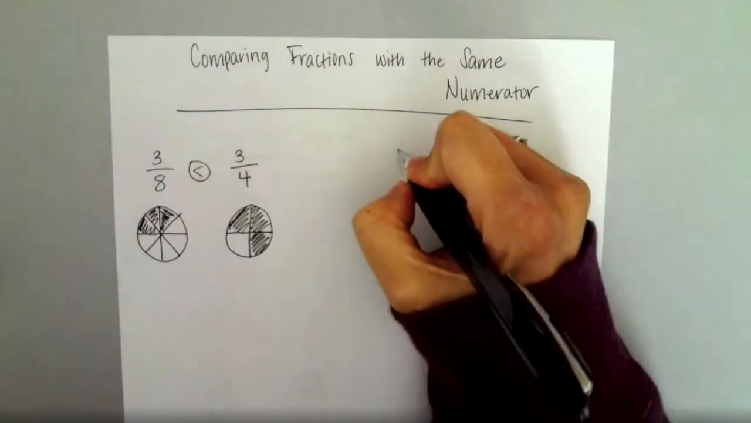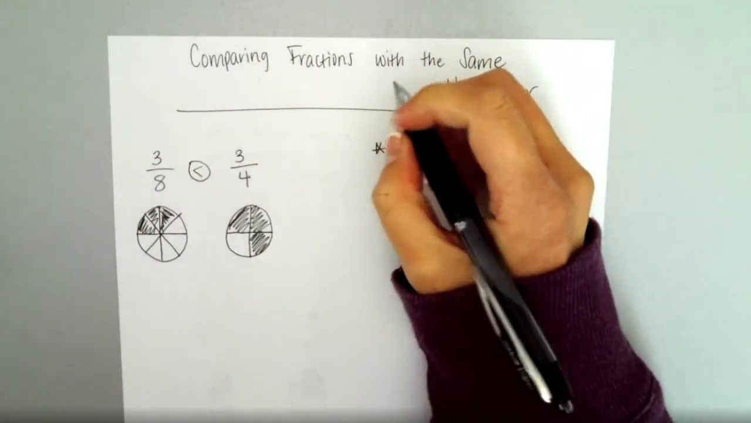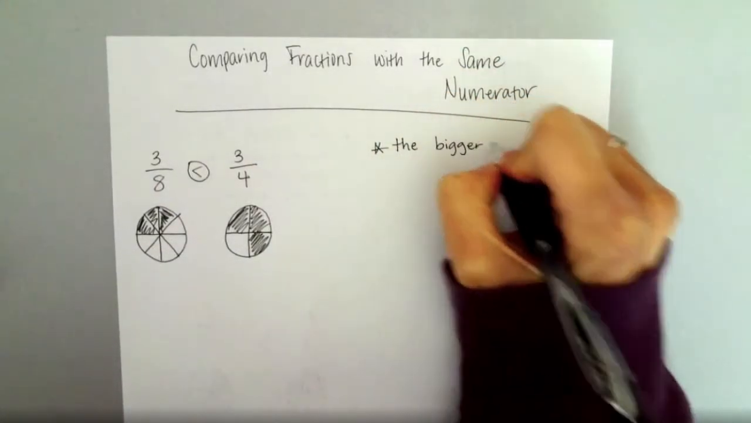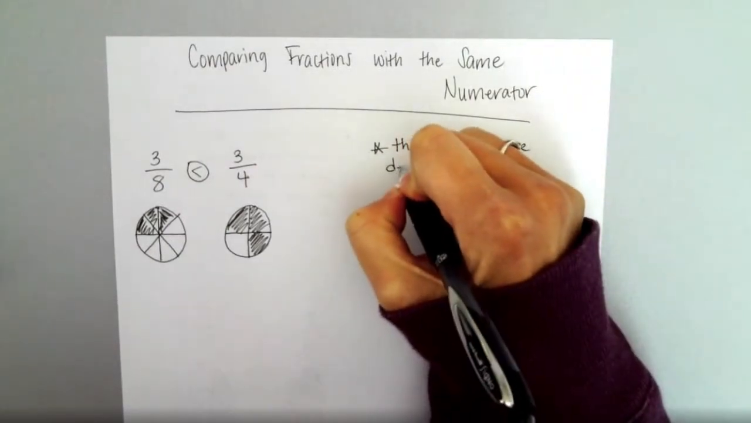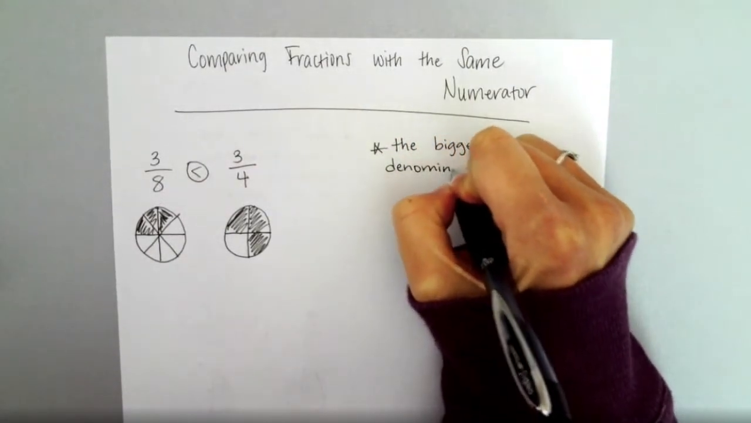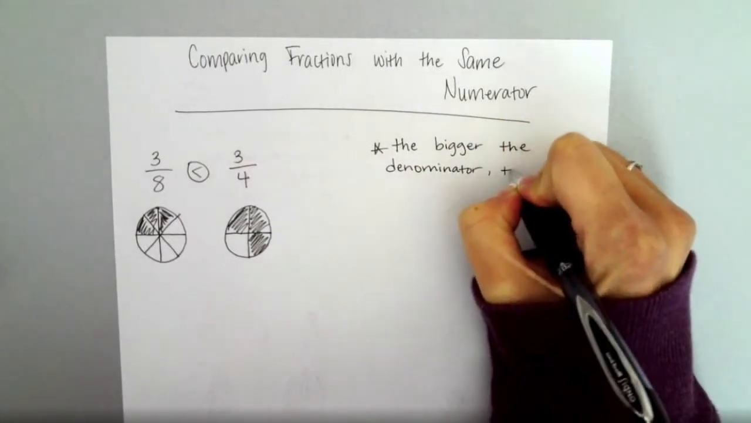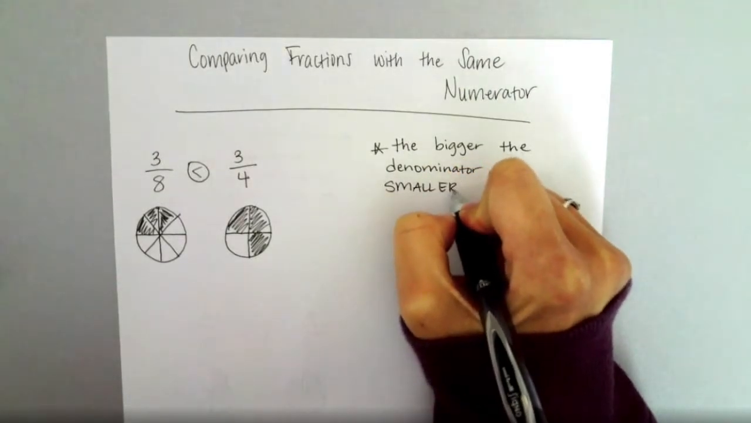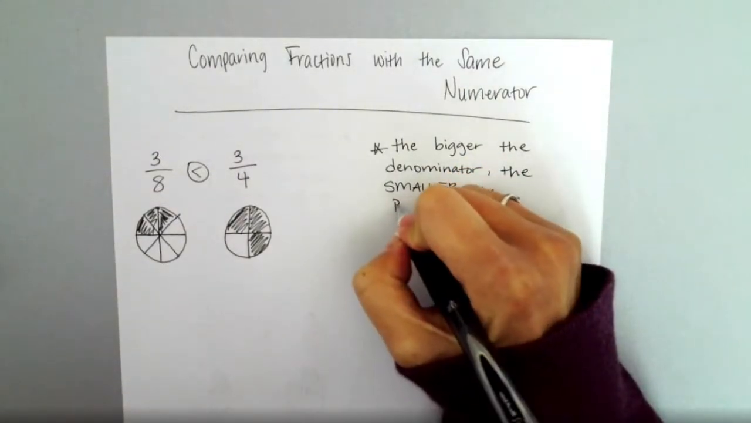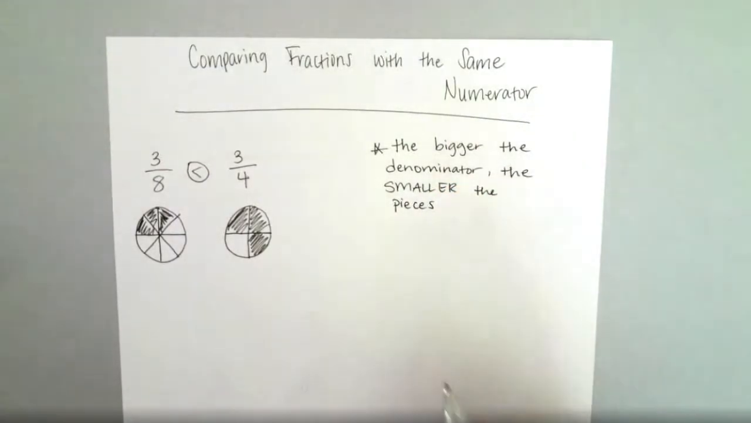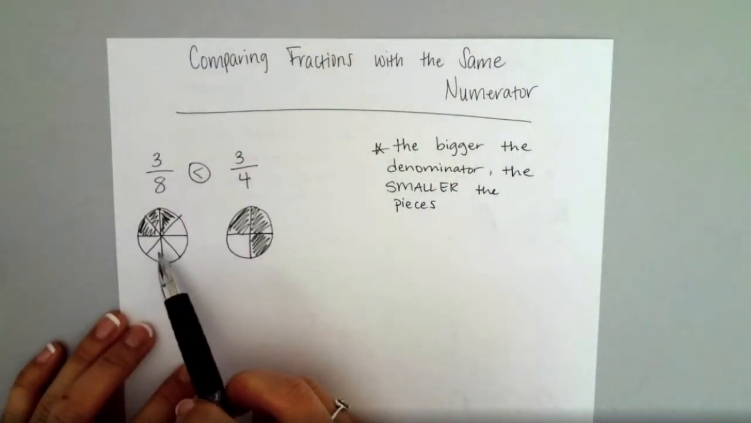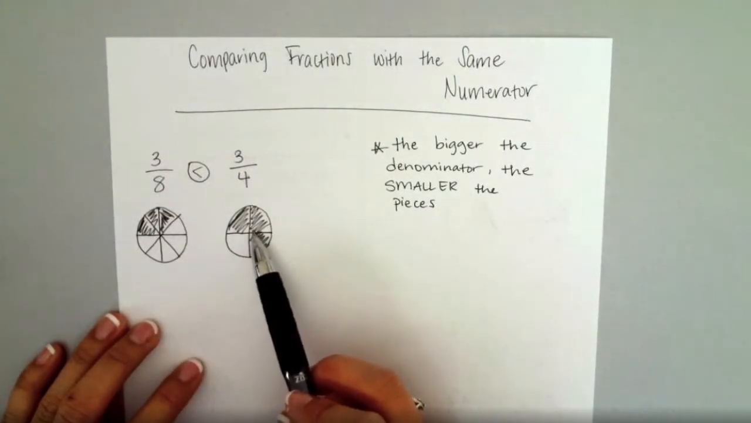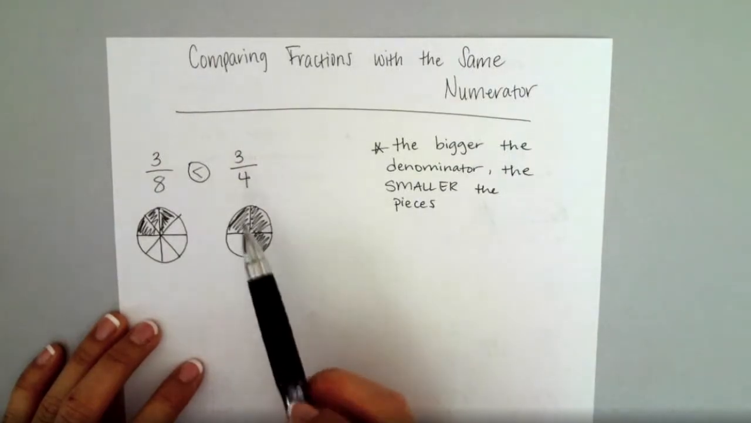Also, yesterday we did learn that the bigger the denominator, the smaller the pieces. And again, we can see that over here with our 8ths. That is a bigger number, and so our pieces are smaller than over here with our 4ths.